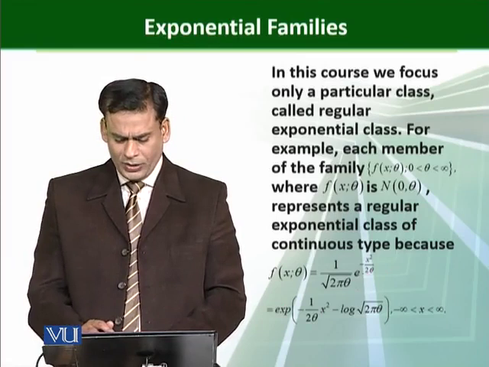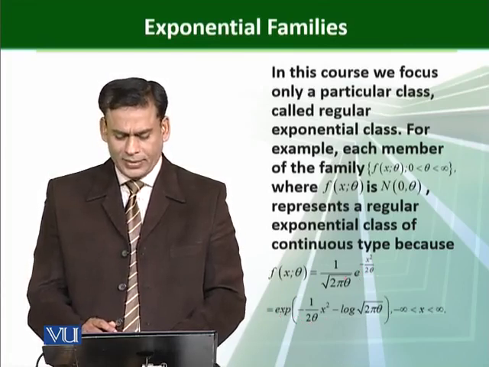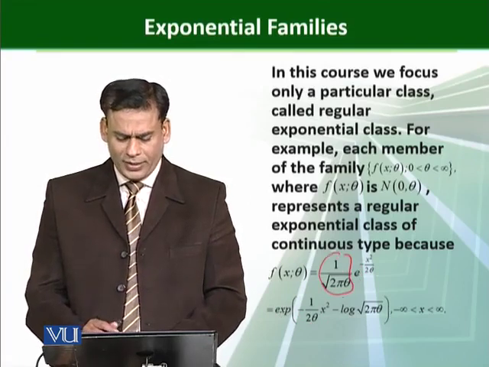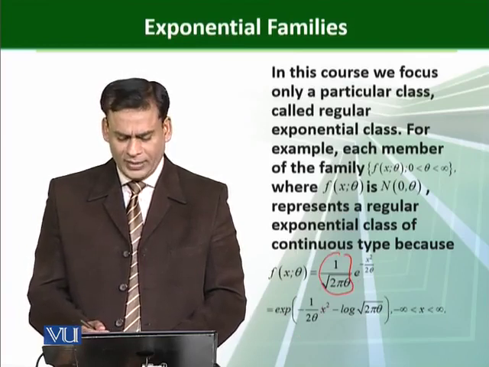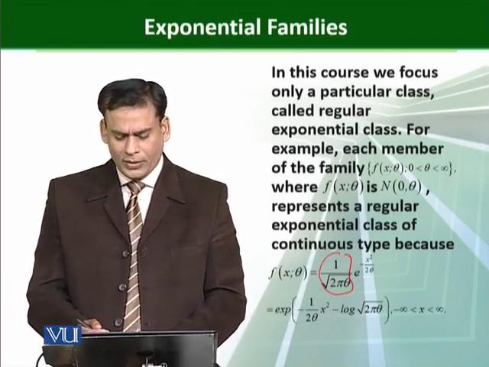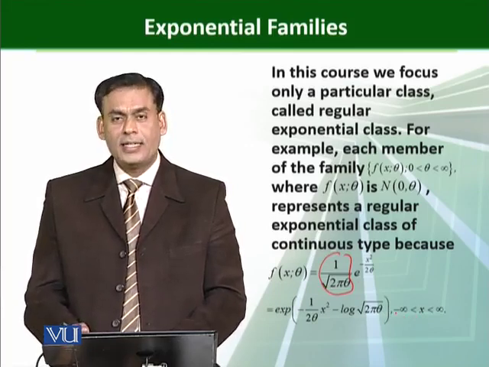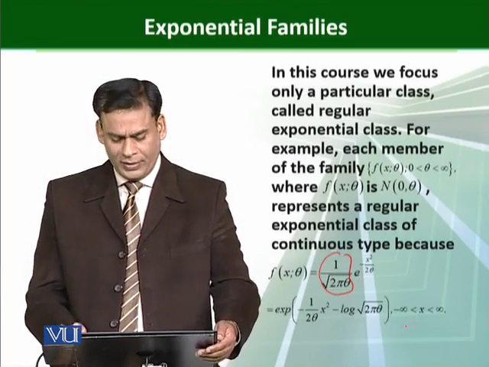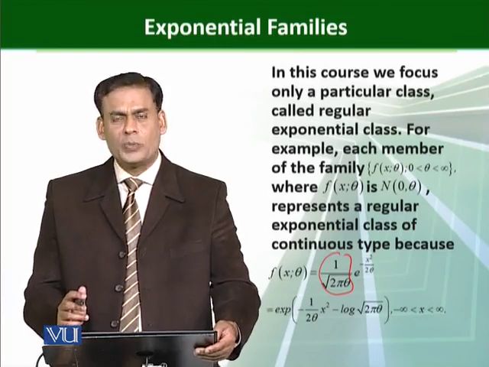So this term e raised to the power minus x square over 2 theta can be written in terms of exponential, that is minus 1 over 2 theta x square, and the rest of the terms can be incorporated in the exponential function by taking the log of these terms. That is actually written as minus log under root 2 pi theta, and x has the range from minus infinity to plus infinity. So you can see that we can write the normal distribution in terms of equation 1, which represents the exponential family.